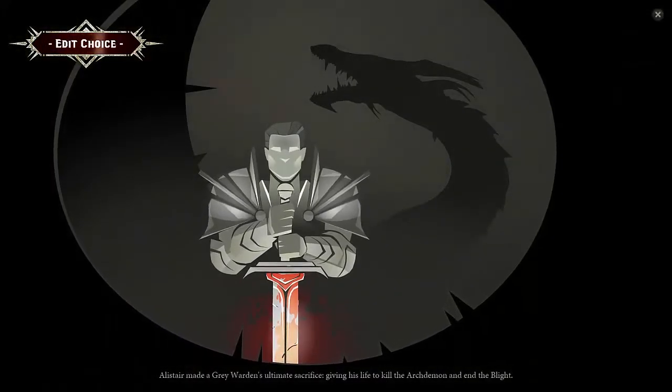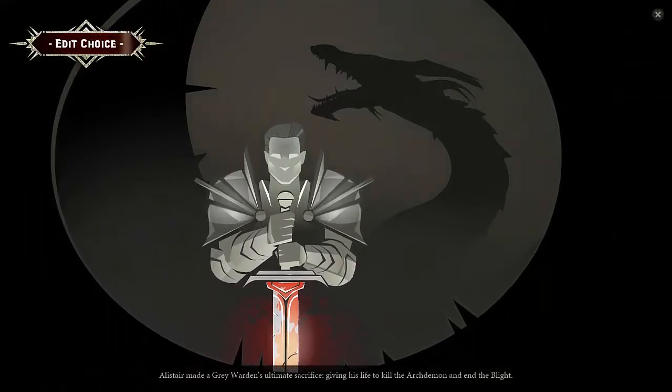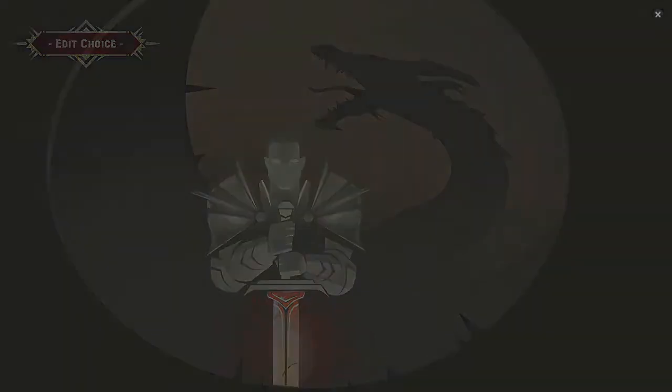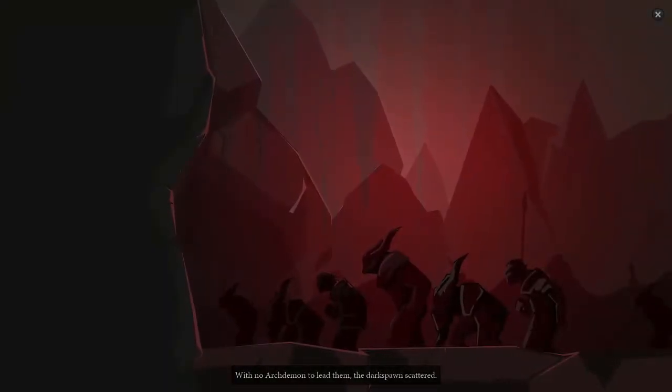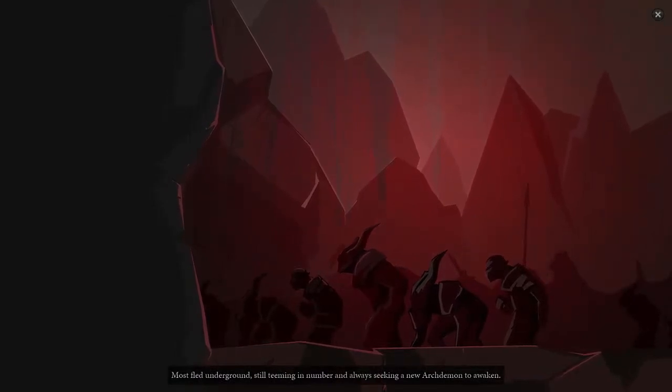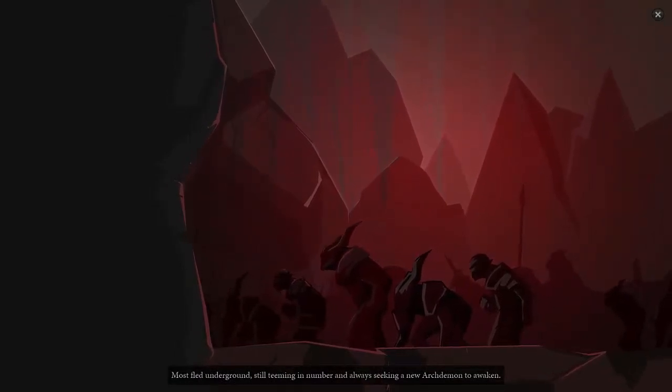Alistair made a Grey Warden's ultimate sacrifice, giving his life to kill the Archdemon and end the Blight. With no Archdemon to lead them, the Darkspawn scattered. Most fled underground, still teeming in number and always seeking a new archdemon to awaken.